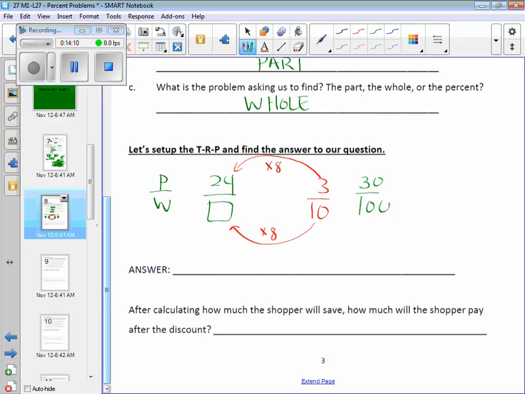What was the original price? That's about right, isn't it? Okay, now, without going into the matrix yet, I call it the matrix. So that's my equivalency ratio table. Okay, how much is the shopper saving after the discount? How much will the shoppers pay after the discount?